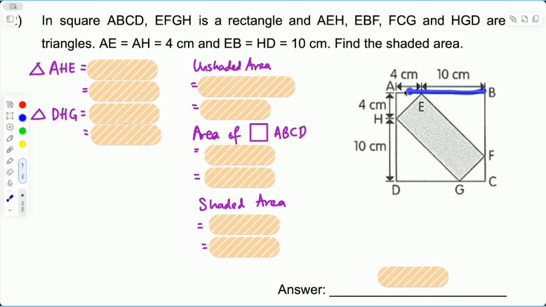We can find the area of the square ABCD and all the unshaded areas. Then we will take the area of the square to minus off all the unshaded areas to find the shaded area.